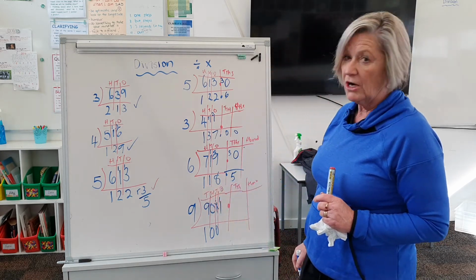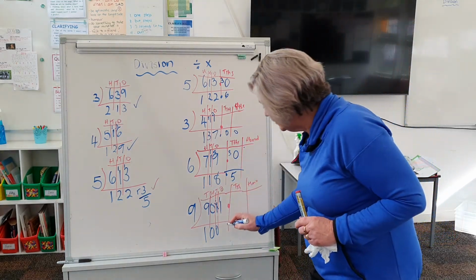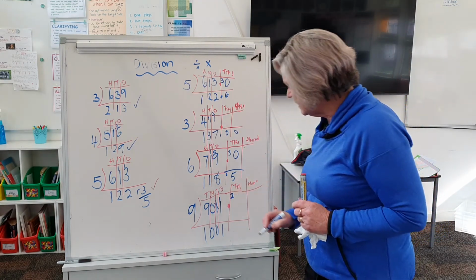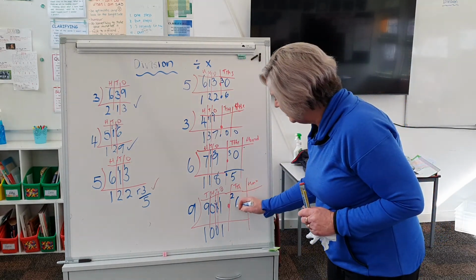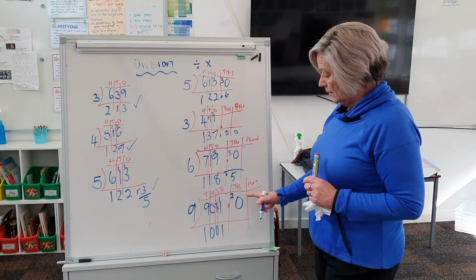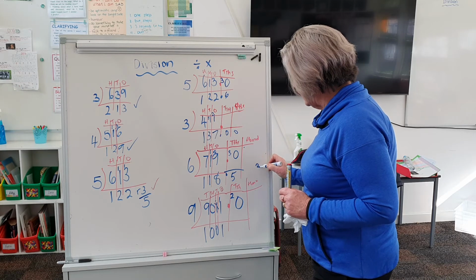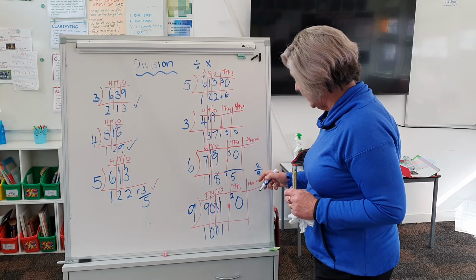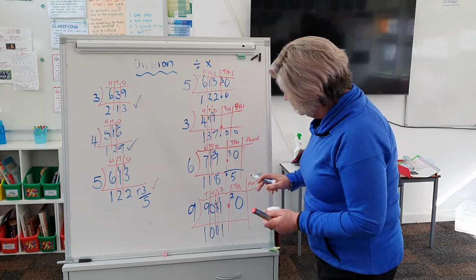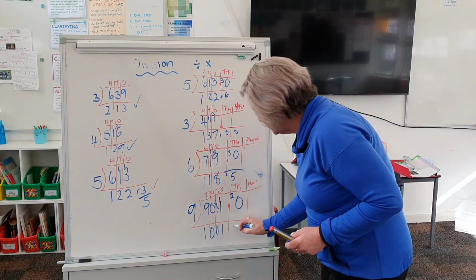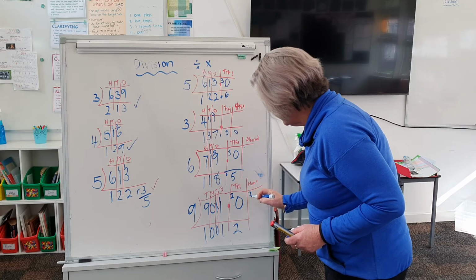11 shared between 9 I can do, because they'll get 1 each. 9, 10, 11, and 2 left over. So I'm going to put the 2 in the tenths column, and I'm going to add a 0. Okay, 20, so it's the same as saying 2 out of 9 left over. Okay, so 20 shared between 9, 9, 18, they get 2 each, and 2 left over.